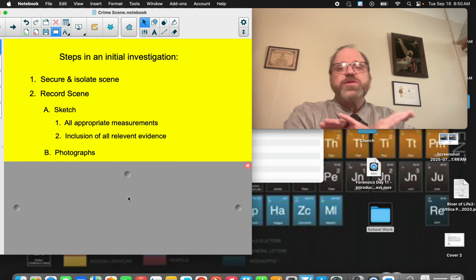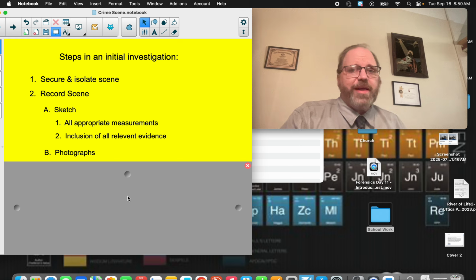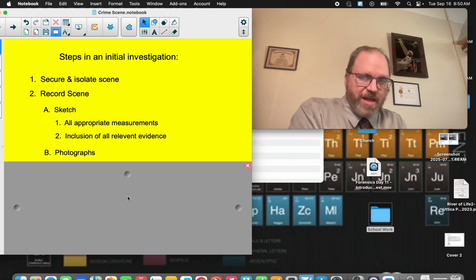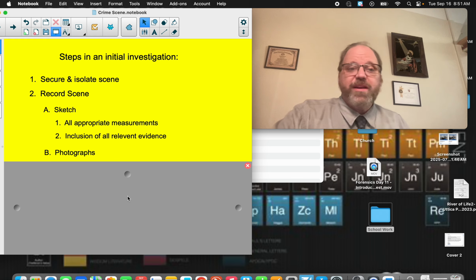We'll also take photographs. We take a bajillion photographs. I heard of a case one time where they took a photograph. It didn't seem like a whole lot of time, but it inadvertently got a skid mark. And the skid mark proved that the person had tried to stop, and it wasn't a homicide. It was an accident. And without that skid mark, the person could have been convicted.